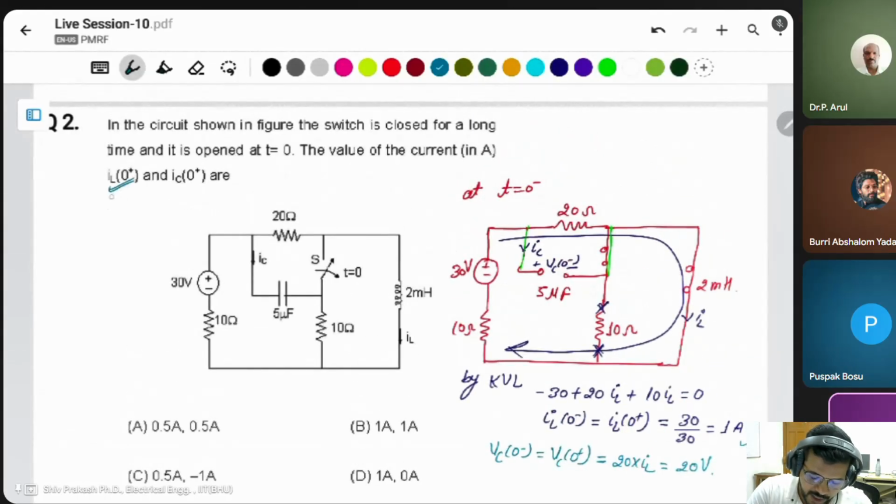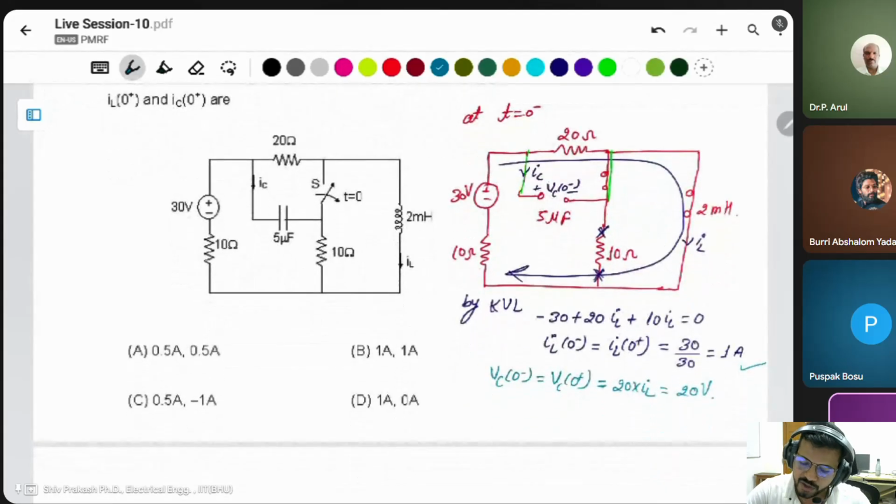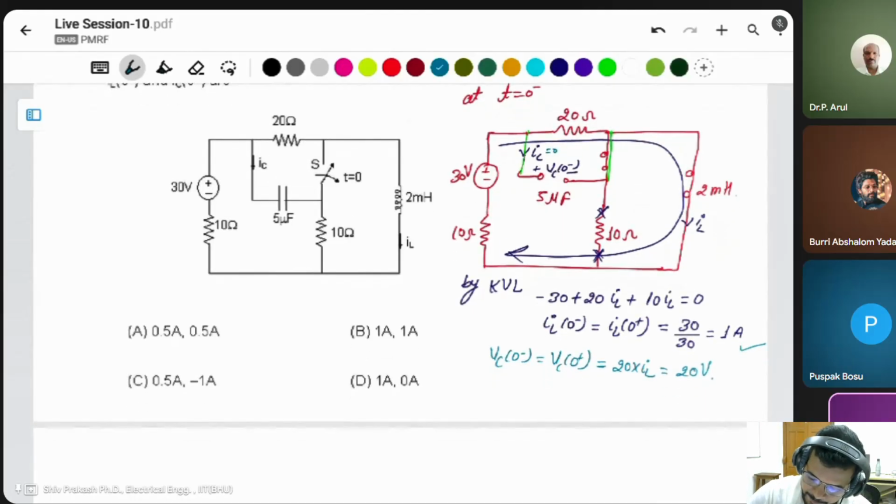But here the question asks for the capacitor current. The capacitor current will change. Here the capacitor current is 0, because this is the open circuit of the capacitor. But you can't say that this is the same current after t equal to 0, because the capacitor current will change. Voltage will not change. You can say IC at 0 minus is equal to 0 ampere. But you have to find IC at 0 plus.